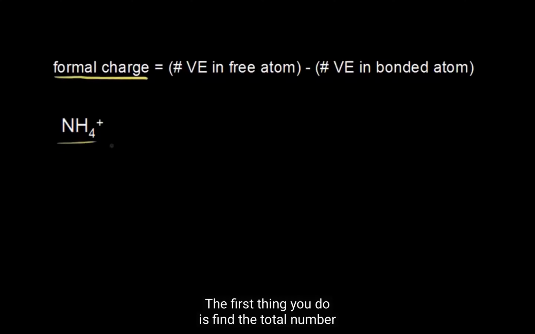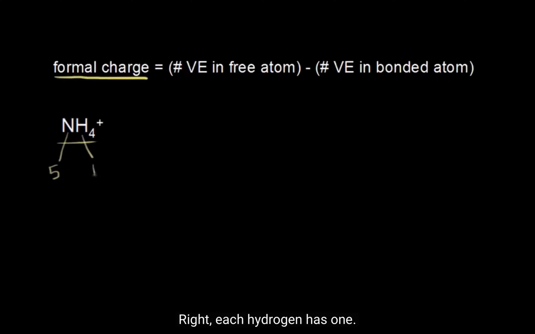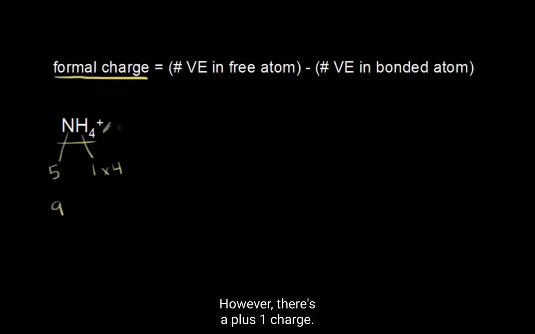The first thing you do is find the total number of valence electrons, and so to do that, you look at a periodic table and find nitrogen, which is in group 5. Therefore, nitrogen has 5 valence electrons. Each hydrogen has 1, and we have 4 of them. So we have 5 plus 4 giving us 9 electrons. However, there's a +1 charge, meaning this is a cation, meaning we're going to lose an electron here. So instead of representing 9 in our dot structure, we're going to represent 8 electrons.